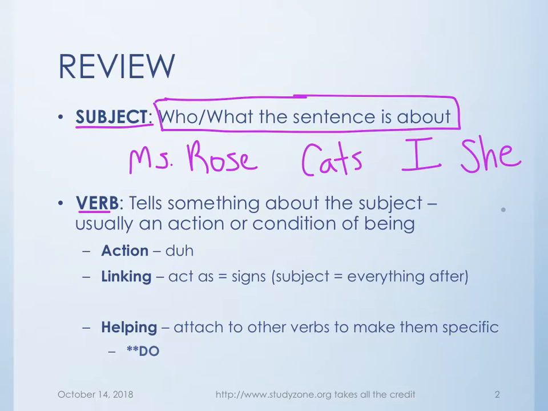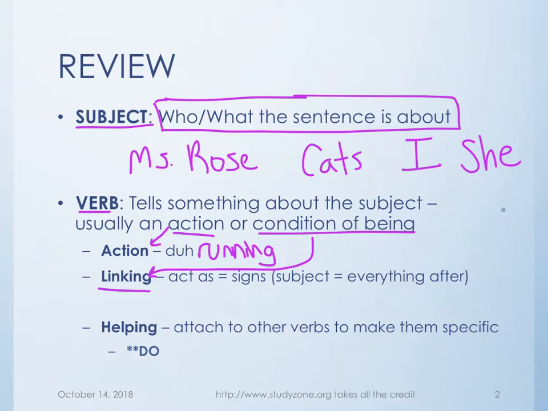It's usually an action or a condition of being. An action verb is running and jumping and swimming and writing and thinking and reading and all that fun stuff. But the ones that act as conditions of being are your linking verbs. Kids are terrible at linking verbs. Am, is, are, was, were, be, been, become, turn, taste, look, appear, grow, sound, smell, seem, feel, remain, stay.